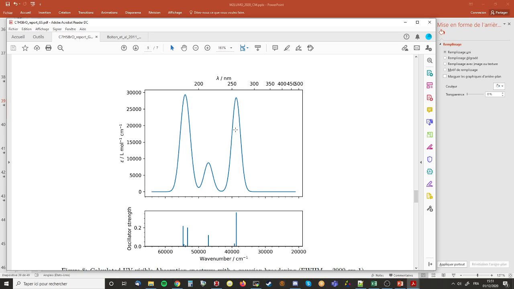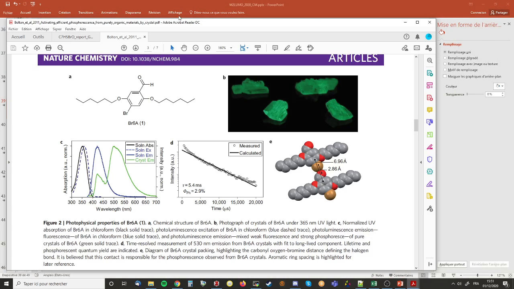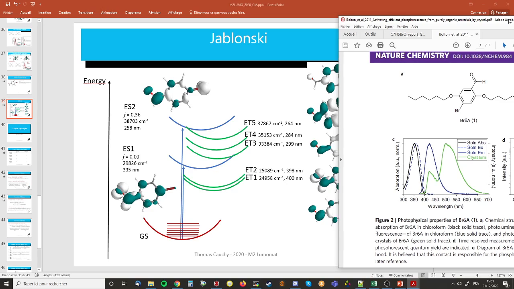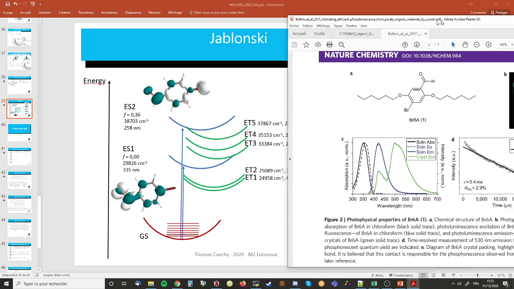So here, if you consider a Gaussian approximation, the zero transition here is silent, and the first band is at 260. So that means that there is quite a lot of energy difference. If it occurs for you, you need to discuss the reasons why.